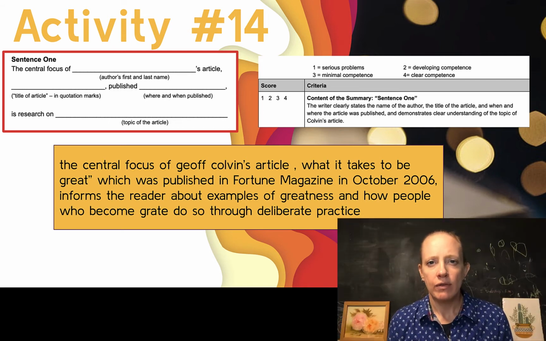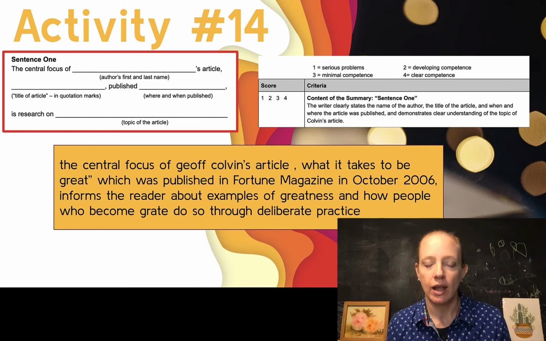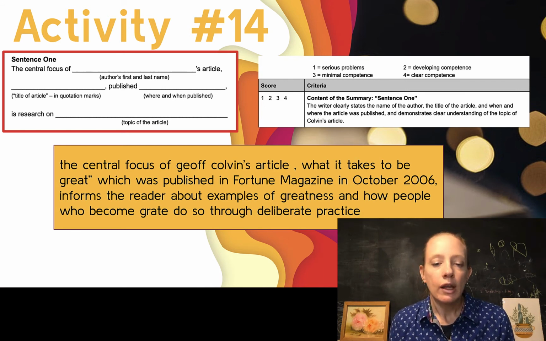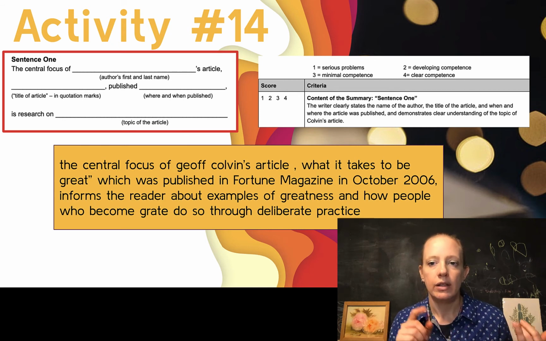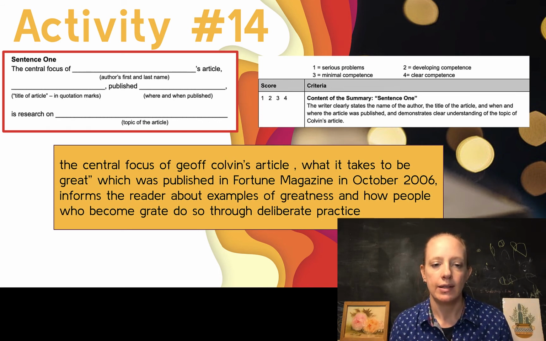All right, you may have noticed right off the bat that there are a lot of things missing, like capital letters and proper punctuation. However, that doesn't really matter when it comes to this criteria. What you're looking for is, does it have the title, the name of the author, when and where it was published? And yes, it does all those things. And then does it demonstrate an understanding of the topic? And it says, it informs the reader examples of greatness and how people who become great do so through deliberate practice. So it does give you that topic. It does tell you that.